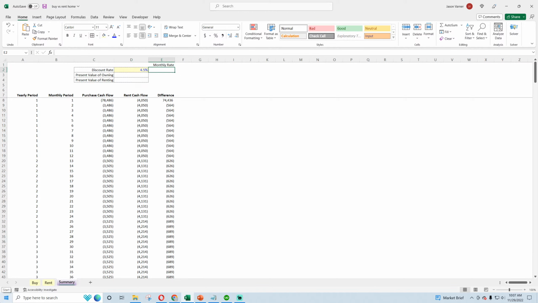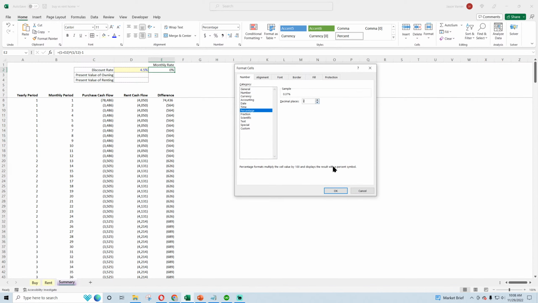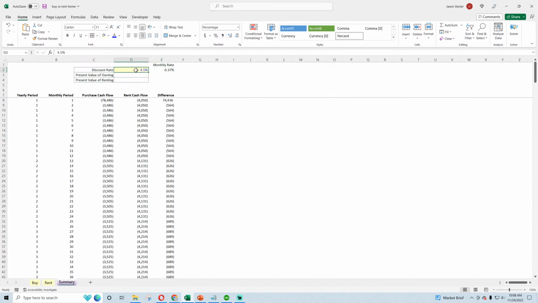But for the 4.5%, let me see if I remember how to get the monthly rate. Let me see, 1 plus the rate, raised to the 1 divided by 12, because we're doing 12 periods since that's annual and we're going into monthly, and then minus 1. Now, I believe this would be the monthly compounded discount rate to get to a 4.5% annual rate.